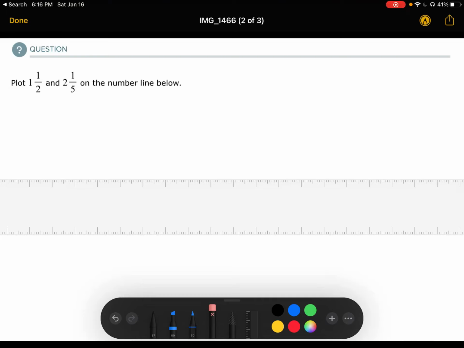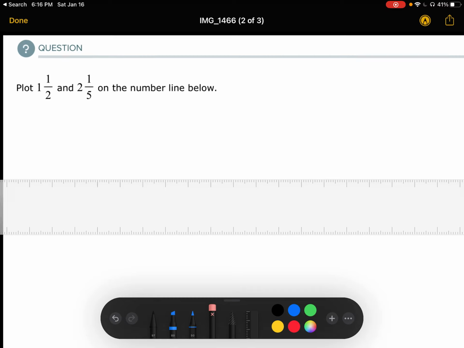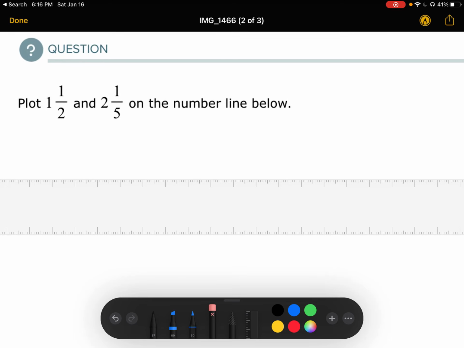So the question says plot 1 1/2 and 2 1/5 on the number line below. I'm not taking the time to write out a whole number line, so we're just going to sort of wing it. I'm just going to put a little number line over here. Let's call this 0. This is 1. That's 2.